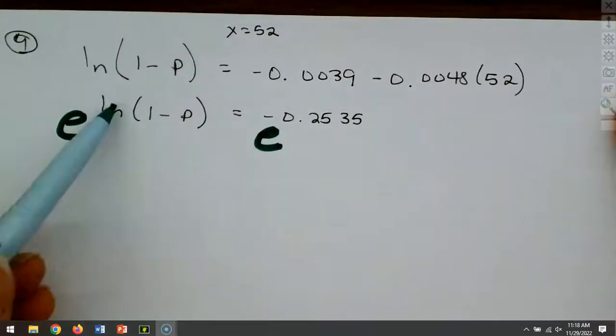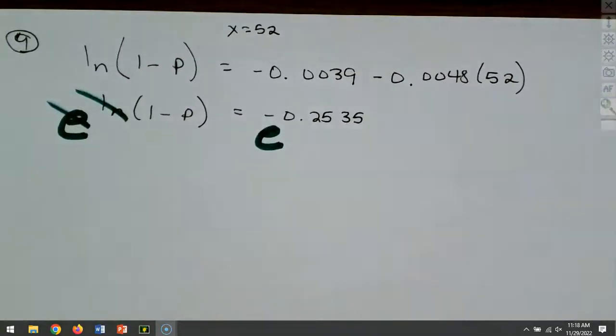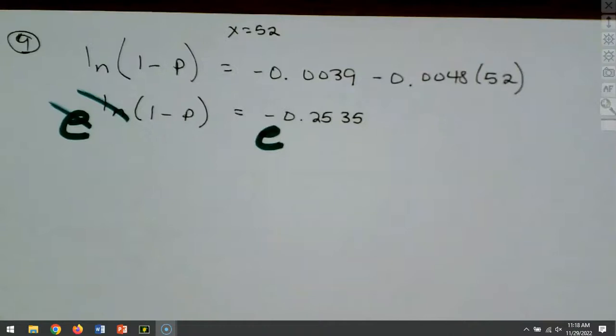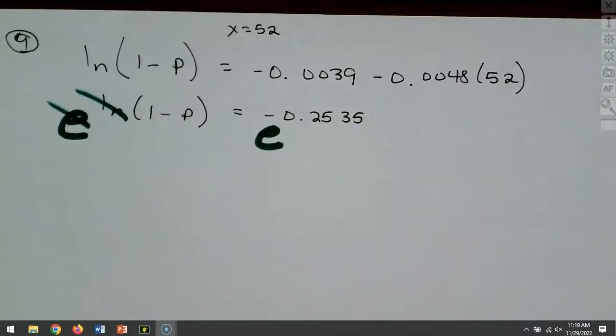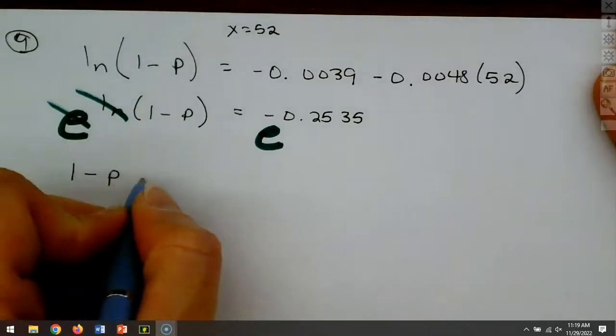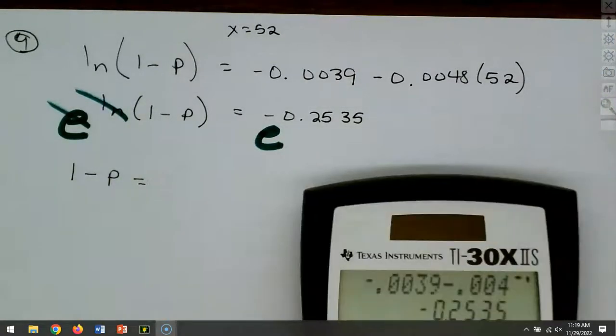When you take an e, that clears that and that out. Right? E and ln are inverses, just like log and a tan are inverse. So I use the e to get rid of the natural log. And the left-hand side is 1 minus p. And the right-hand side, we're going to work this one out.